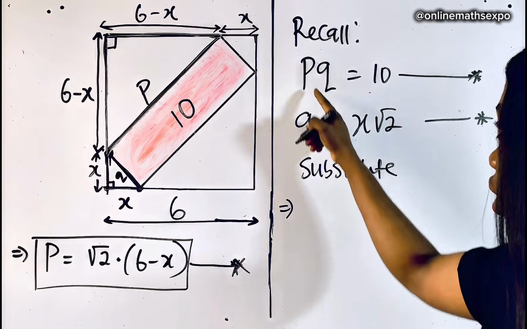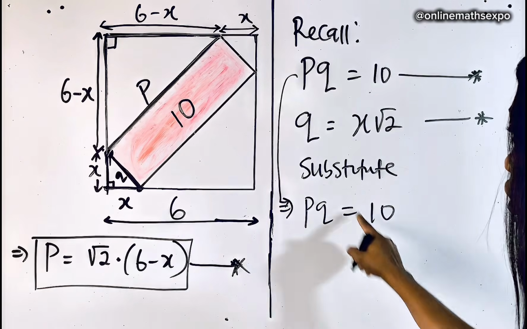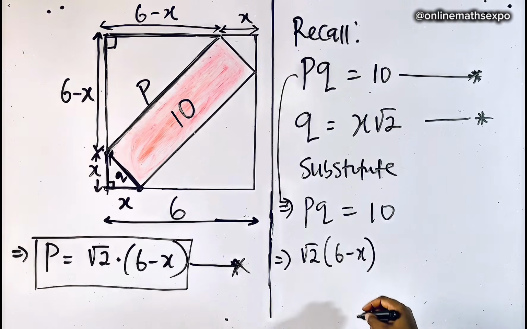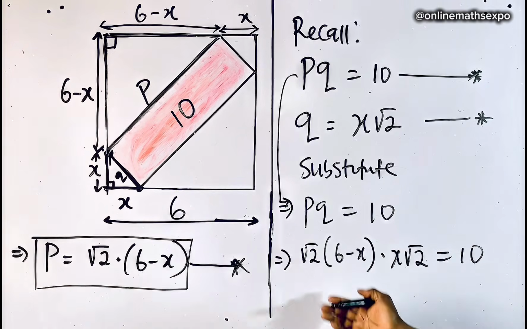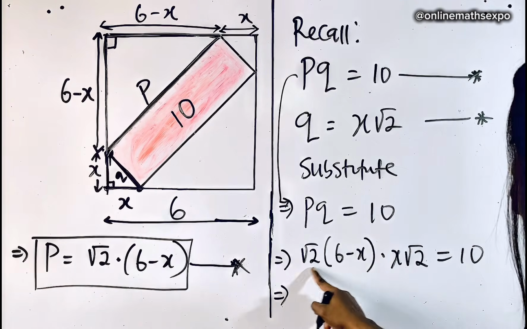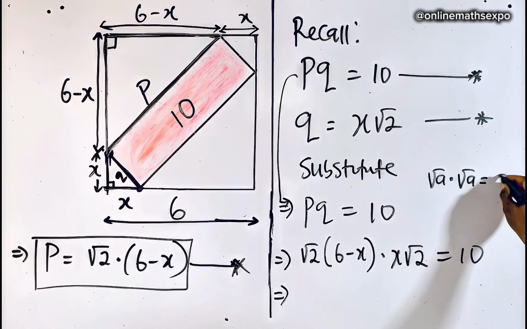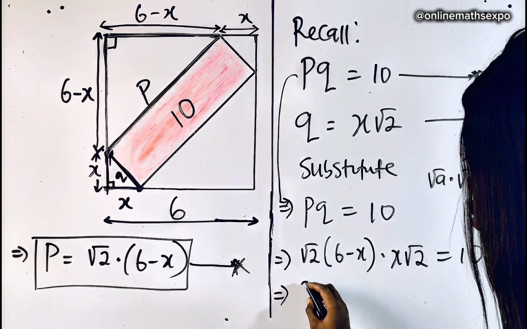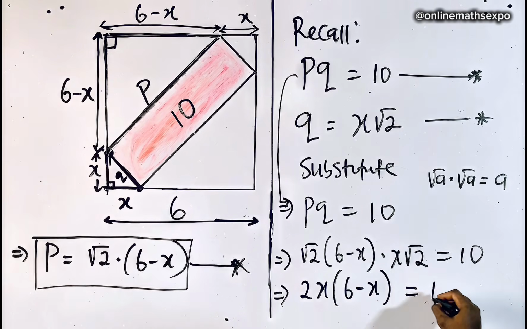We are going to now have PQ. From here, we have PQ is equal to 10. So our P is this, and that gives us root 2 multiplied by 6 minus x. Our Q is this, multiplied by x root 2, and this is equal to 10. Let's simplify this. This is the same as root 2 times root 2. Remember that for every root a multiplied by root a is equal to a, according to your rule of surds. So when you multiply these two, it gives you 2. We are going to have 2 multiply x into 6 minus x is equal to 10.